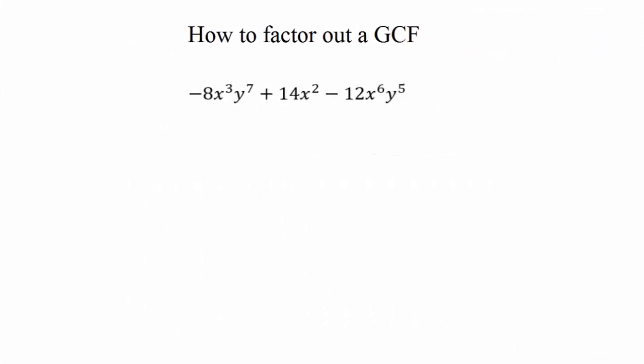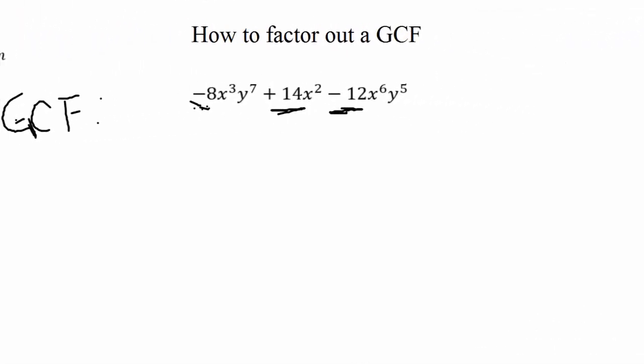So this example is just another example of how to factor out a greatest common factor given a polynomial. In order to begin this problem, we first need to figure out what the greatest common factor is. So again, we need to compare our numbers and compare our variables: -8, 14, and 12.